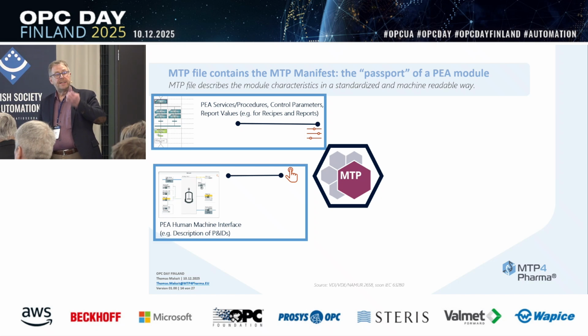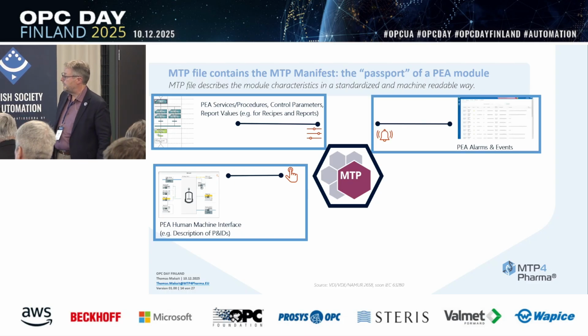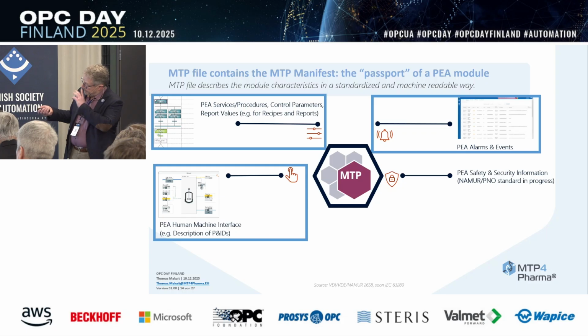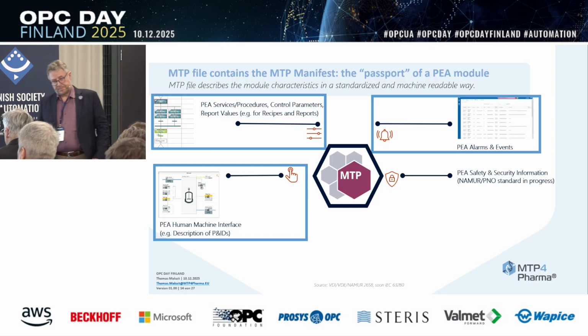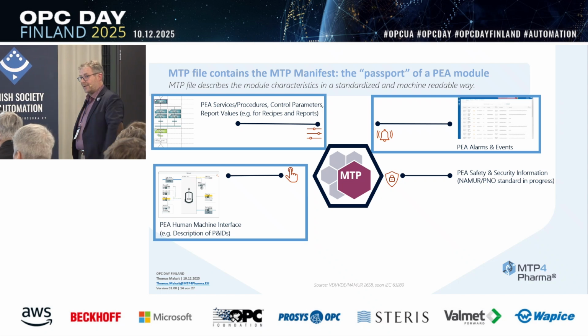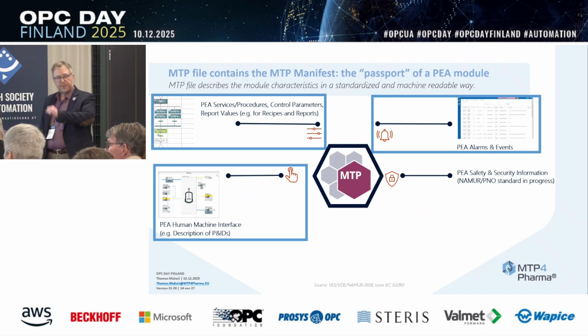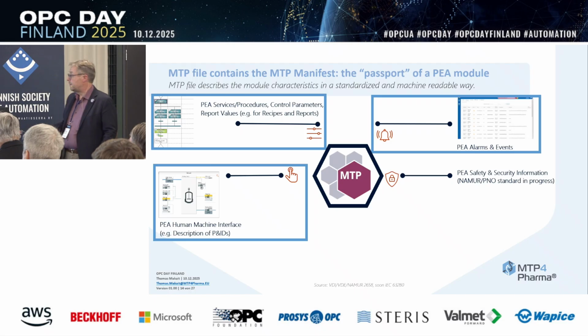And you can review this MTP file in the engineering process early, long before you get the package unit or the PEA on site. Alarms and events. And the standardization is ongoing. In December, MTP 2.0 shall come out. Not yet defined is PEA safety and security information, but I learned yesterday there is OPC UA. Also, we will hear later, after me, you hear something about this safety and security stuff. That is very important to be integrated.